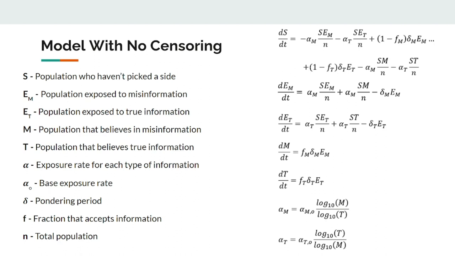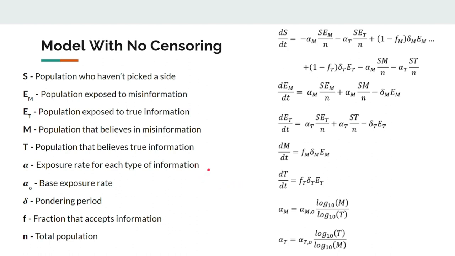Thank you, Catherine. So we had 5 different differential equations. We have dS/dt, which is the change in the susceptible population, dE_M/dt, which is the change in people who are exposed to misinformation, dE_T/dt, which is the change in people who are exposed to true information, and then dM/dt and dT/dt, which represents people who believe misinformation and people who believe true information.